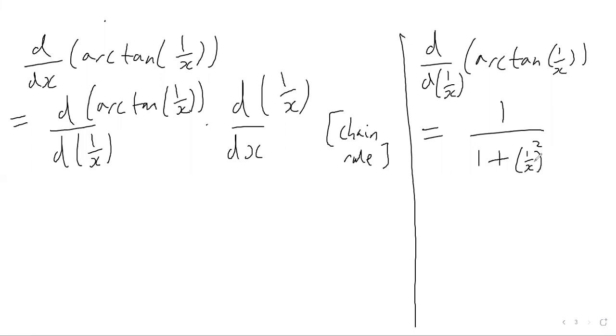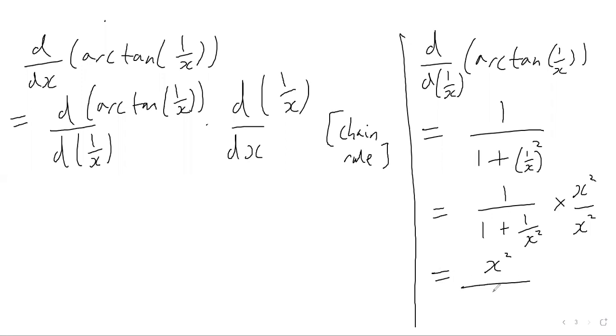And we can just simplify this fraction. So we get 1 over 1 plus 1 over x squared. And in fact, what we can do now, just to tidy this up a bit, is multiply the top and the bottom by x squared. If we do that, we just get x squared over x squared plus 1. Okay, great. So this first bit is x squared over x squared plus 1.